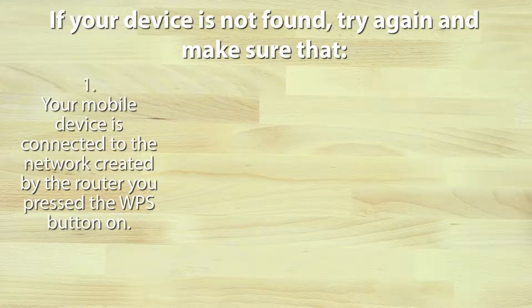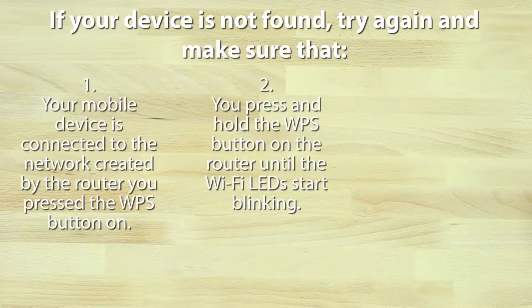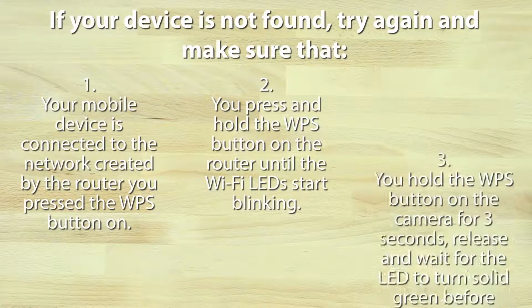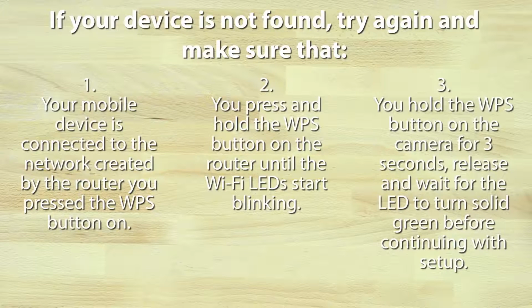If your device is not found, try again and make sure that, number one, your mobile device is connected to the network created by the router you press the WPS button on. Number two, you press and hold the WPS button on the router until the Wi-Fi LEDs start blinking. Number three, you press and hold the WPS button on the camera for 3 seconds, release, and wait for the LED to turn solid green before continuing with setup.